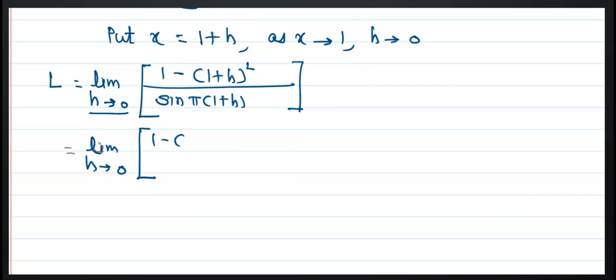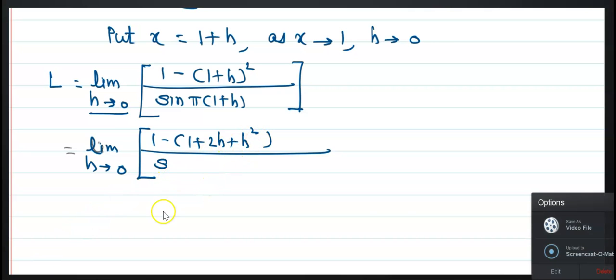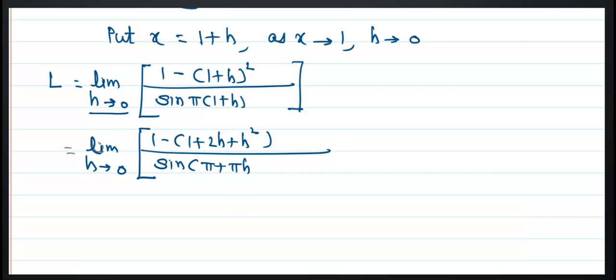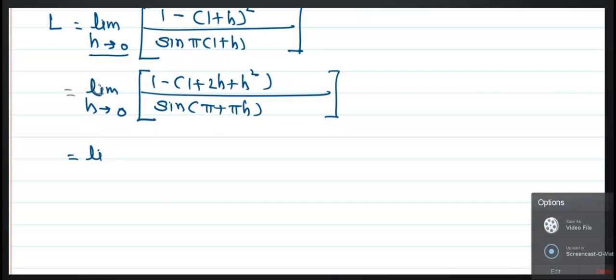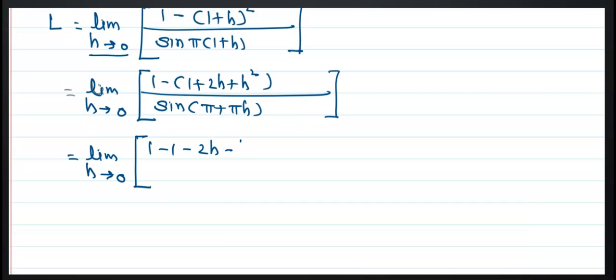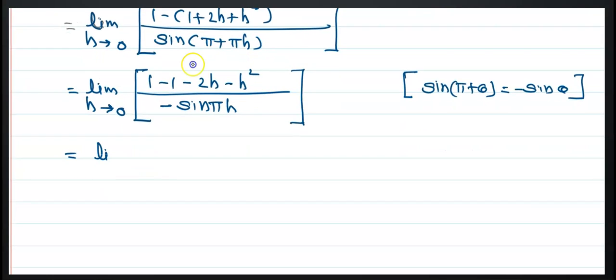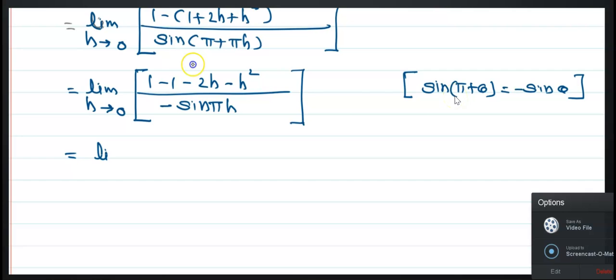that is the limit h tends to 0, 1 minus in bracket, that is 1 plus 2h plus h square. Open the bracket, then you will get sine of pi plus pi h. Therefore simplify, limit h tends to 0, sine of pi plus pi h is minus... this is the formula, that is sine of pi plus theta is minus sine theta. It goes in third quadrant, and in third quadrant sine is negative, therefore it is a minus sine of pi h.